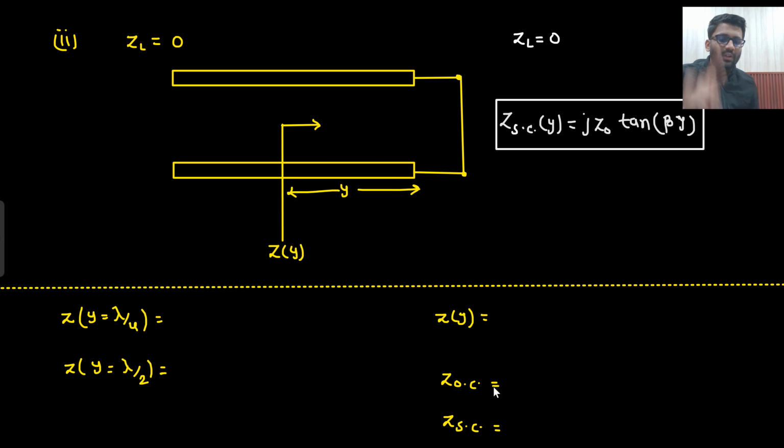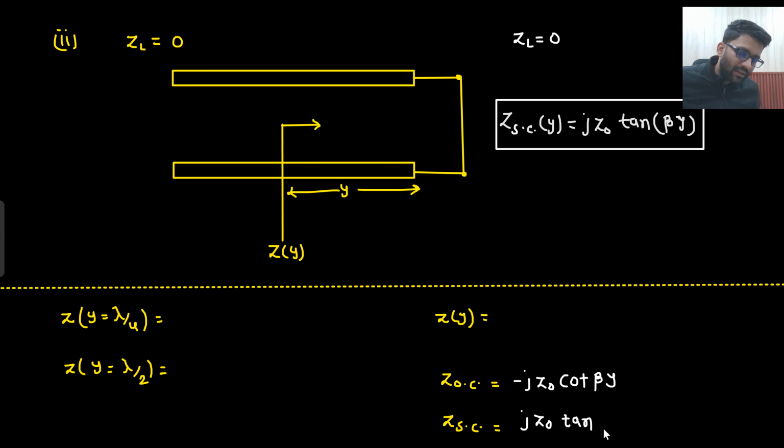So what you have got? Open circuit and short circuit. The formula for open circuit was minus J Z0 cot beta Y. And for short circuit it was J Z0 tan beta Y. How do I remember? I remember that cot beta Y will be there, tan beta Y will be there. And with cot, usually we study tan, cot we rarely study. So if I am writing cot, that means there will be a minus sign as well. So minus J Z0 cot beta Y and J Z0 tan beta Y.